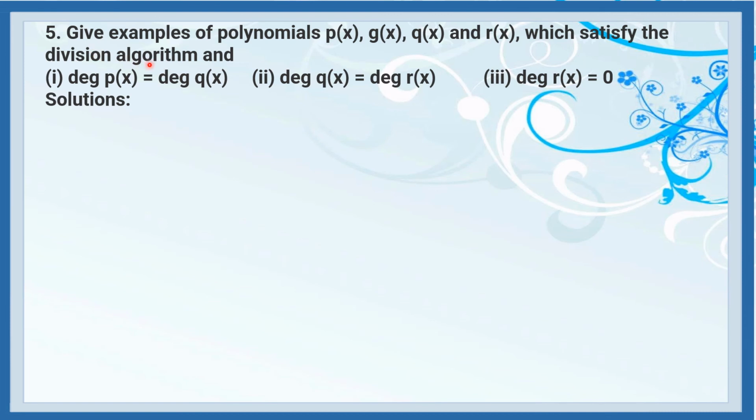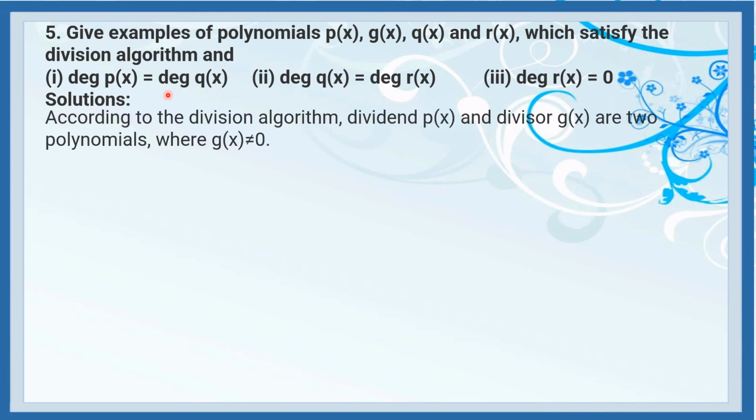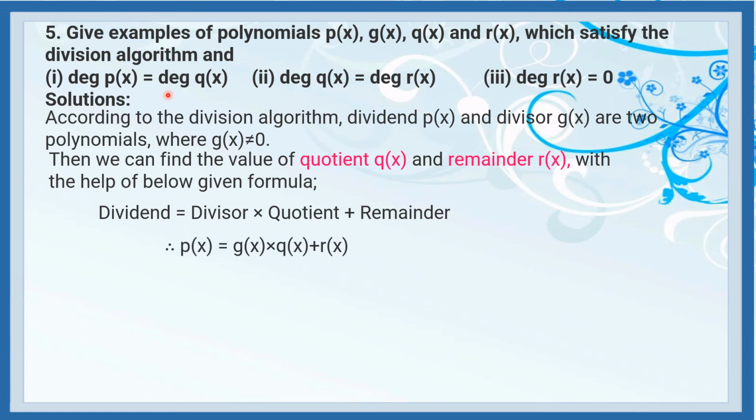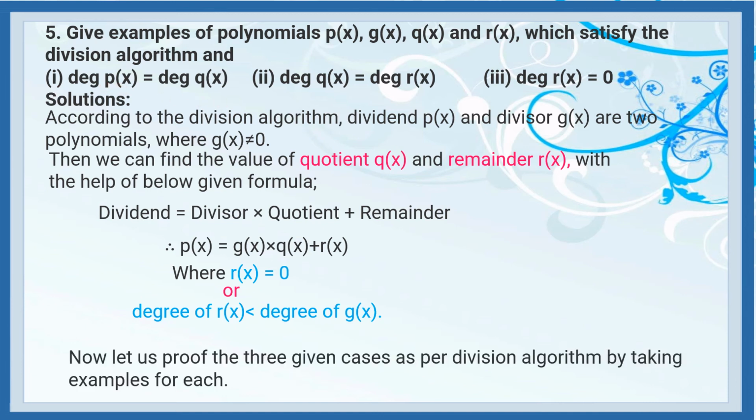Last question. Give examples of polynomials p of x, g of x, q of x and r of x which satisfy the division algorithm and degree of p of x equal to degree of q of x. So we are asked to give examples, isn't it? We know the division algorithm: dividend equals divisor into quotient plus remainder, and p of x equals g of x into q of x plus r of x, the remainder. Now r of x equals 0 or degree of r of x is less than degree of g of x. Let us do one by one.